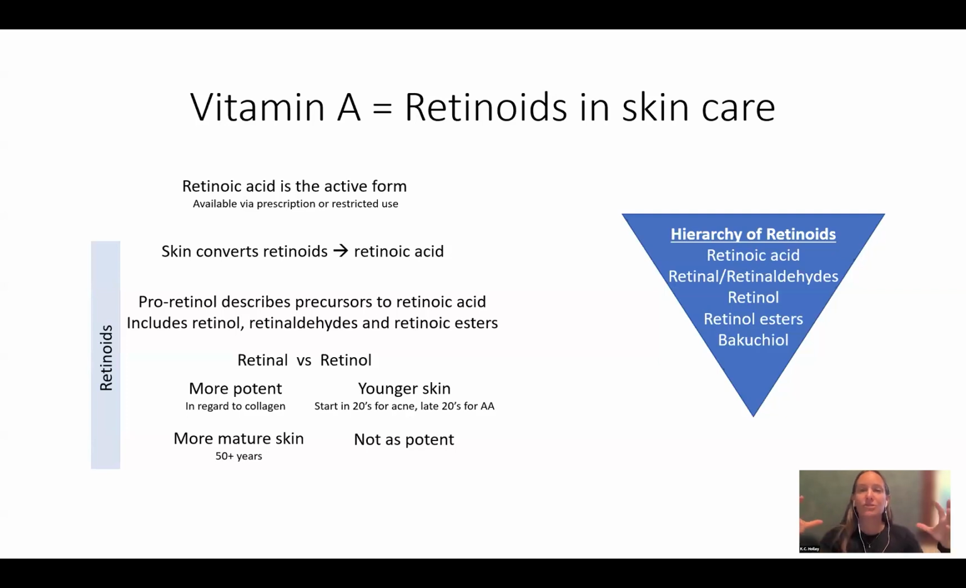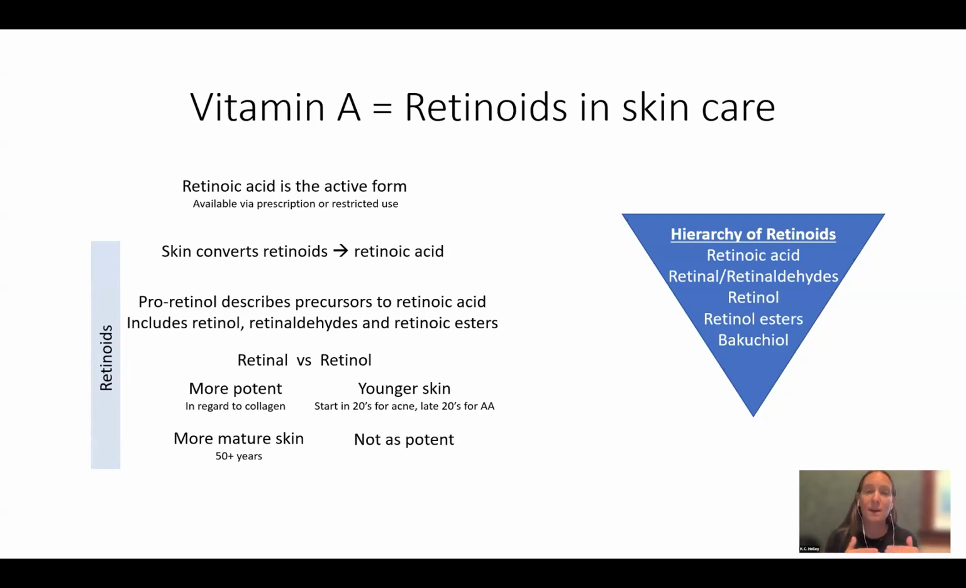Retinoids is actually a classification of ingredients, and they are all derivatives of vitamin A. So anytime you see the term retinoids, we're talking about vitamin A. And the active form of vitamin A for your skin is something called retinoic acid. Retinoic acid, though, is not readily available across the globe in cosmetic ingredients. It's reserved for something that you would get from a dermatologist or a doctor.